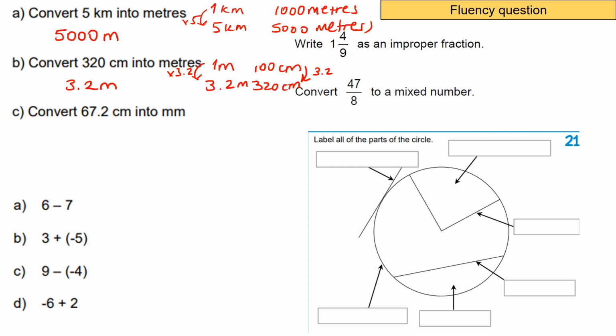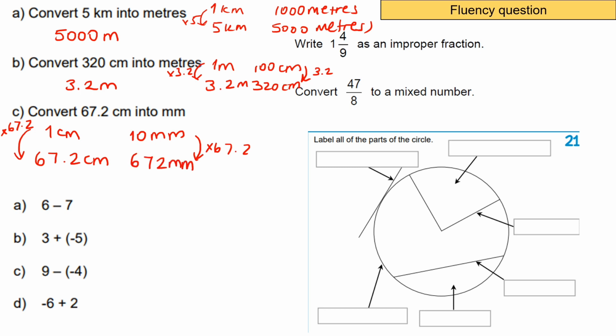In every centimeter there are 10 millimeters, and if we are going with 67.2 centimeters, we're going to be timesing, so we multiply 1 by 67.2, so you do the same thing over here, 67.2. So when 67.2 is multiplied by 10, that's going to give you 672 millimeters, and that's going to be your answer.